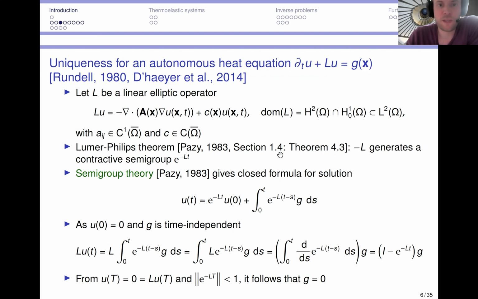For this problem, we can use semigroup theory. We know that there is a closed formula for the solution, and using this formula, we can show that there is a unique solution to the inverse problem. This is done in the paper by Rundel.